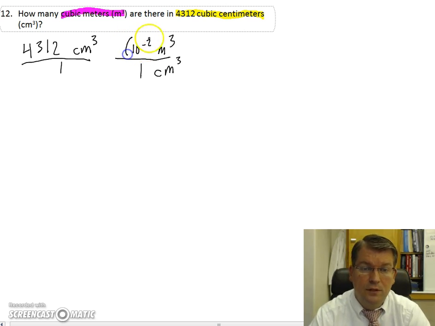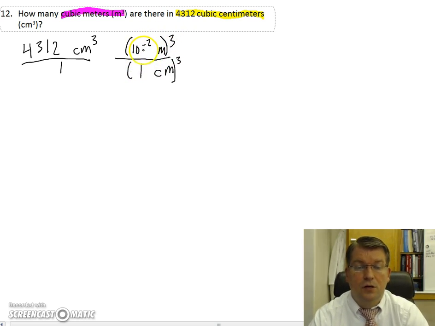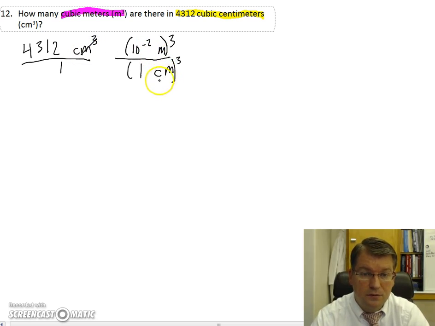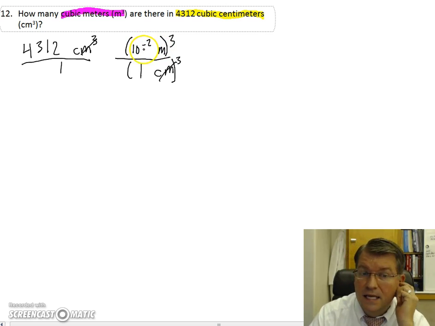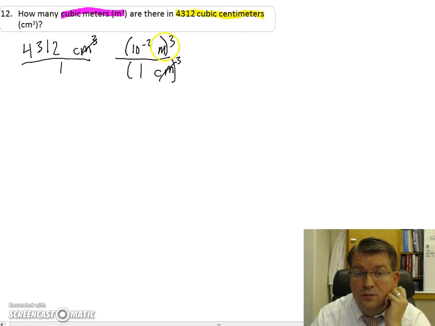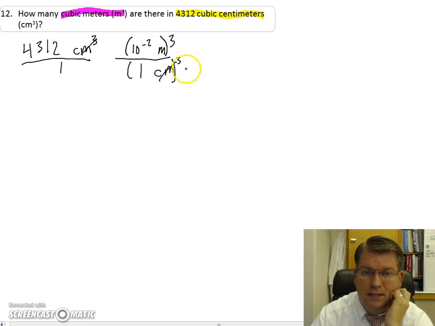So what we will need to do is to make sure that we put in parentheses the two things that are equivalent to each other. Okay. So when we go ahead and solve for this problem, the cubic centimeters will cancel out the cubic centimeters. We'll be left with cubic meters. This 10 to the negative 2 is actually cubed. And when you take an exponent and raise it to another exponent, you multiply their values. So this is 10 to the negative 6.